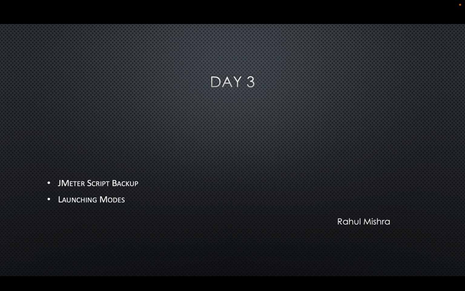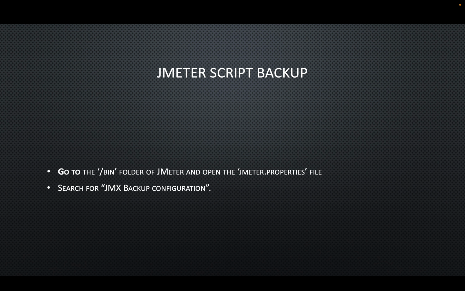Today we will learn about JMeter script backup and the configuration regarding the same. So how to change how much time we save, we can increase the number of times it can save. Location we can change. By default, the location is named backup, which will be inside the bin folder. And apart from that, we will cover launching modes. So first, start with JMeter script backup.